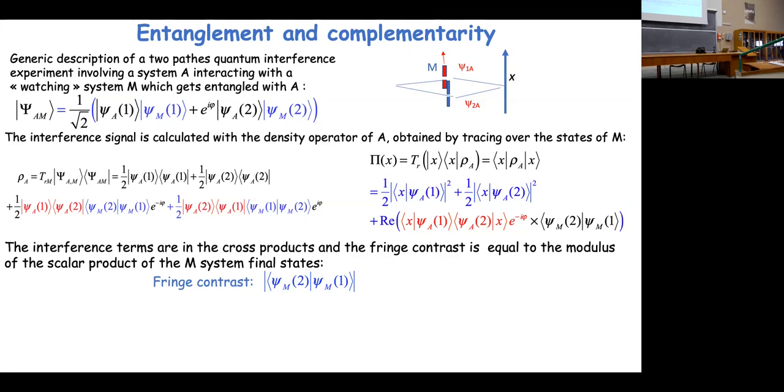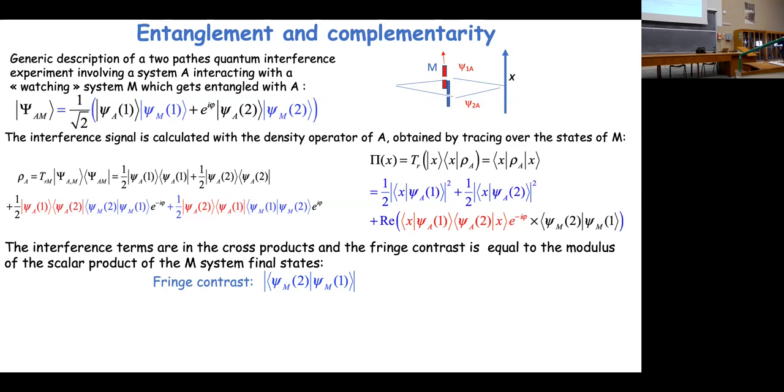So you see that there is a complementarity between the visibility of the fringe and the amount of information you have in the system M. And this is what complementarity is about. You see that it's no longer something vague, a statement with words. It is something mathematical, in this kind of expression.